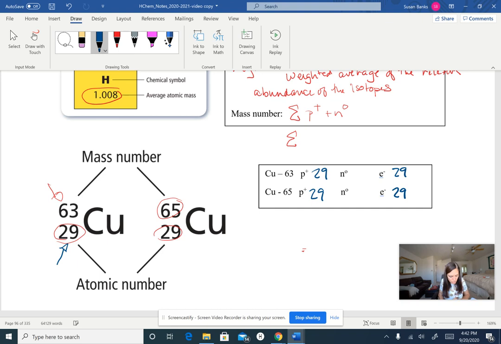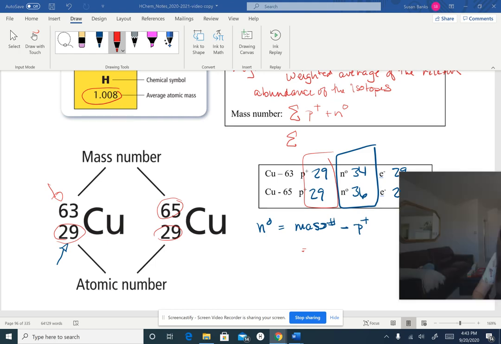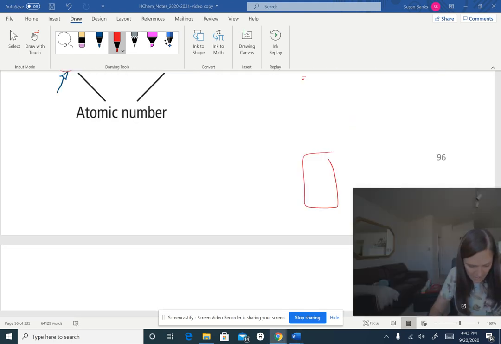But the neutrons, now to find the neutrons, couldn't I take the mass number and subtract the proton number to find the neutrons? So 63 minus 29 will give us 34, and 65 minus 29 will give us 36. Notice in the isotopes, the neutrons are different, but the protons are always the same. Okay? So that's how we do isotopes.